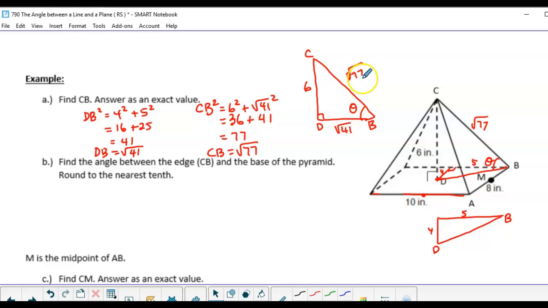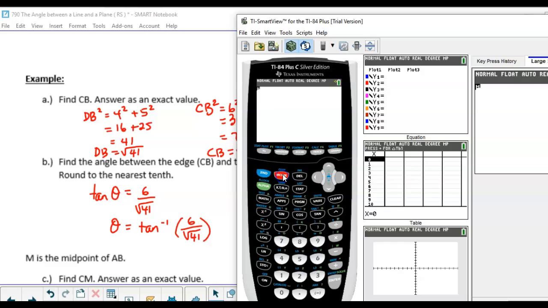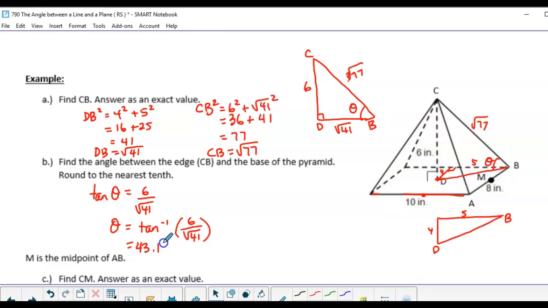Now, saying that, we didn't really need to calculate CB. You were asked to do it just because we wanted you to realize that you have to work with two separate triangles. But it's not required once you find root 41, because now I would use tan. Tan of theta is 6 over root 41. Don't rationalize it. This isn't your answer. You want to take inverse tan, so get out your calculator and make sure it's in degree mode. Then second tan, 6 divided by root of 41, and that's 43.1 degrees. So that's the angle between the edge and the base of the pyramid.